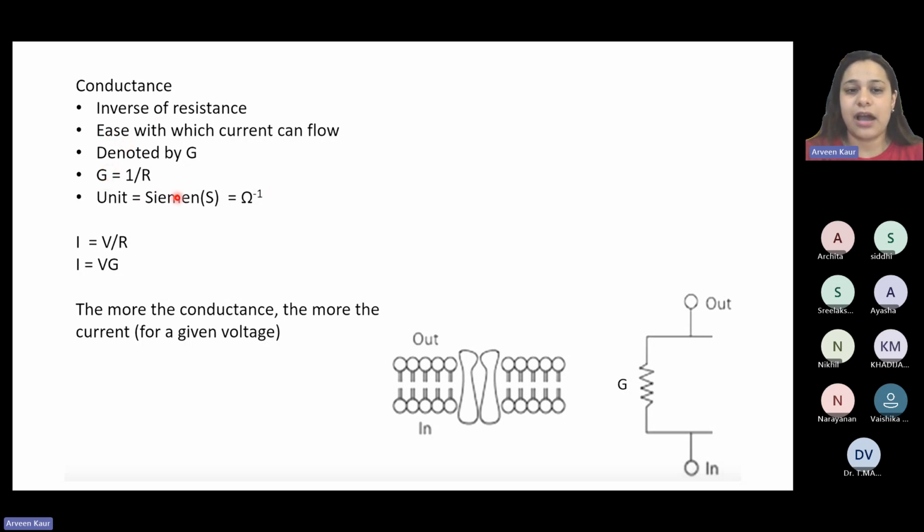G is equal to 1 by R, or it is denoted by ohm inverse, or another unit that is known as Siemens, right? Siemens. Then I is equal to V upon R, or I is equal to VG, right? Also, the more the conductance, the more the current will flow, right, for a given voltage. What is the advantage of having conductance rather than resistance is that when conductances are kept in parallel, they add up, right?